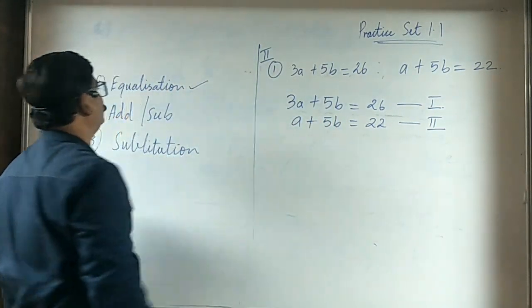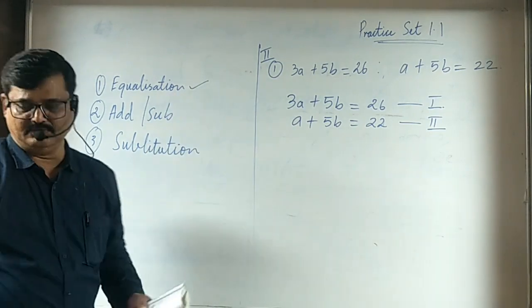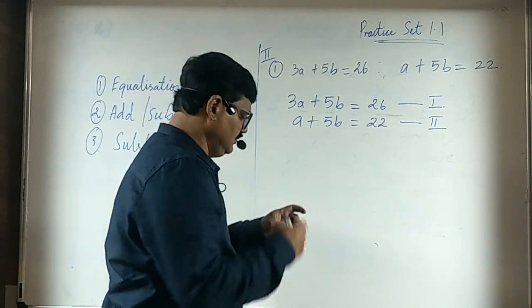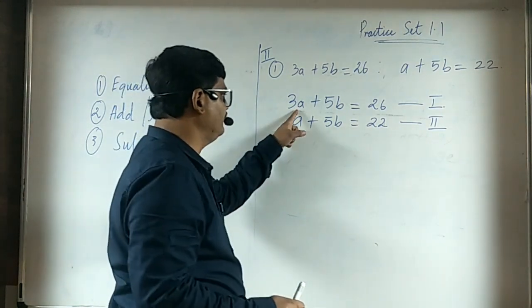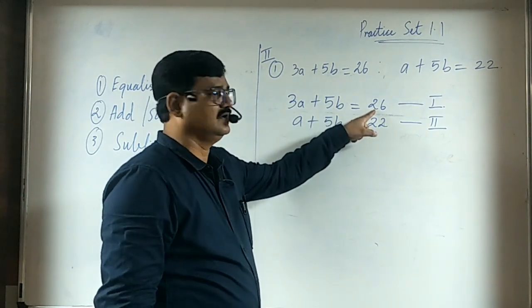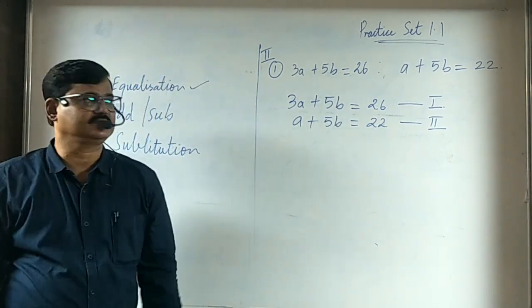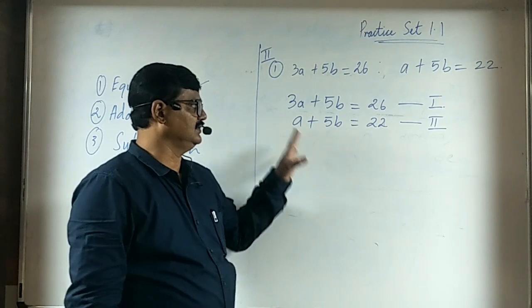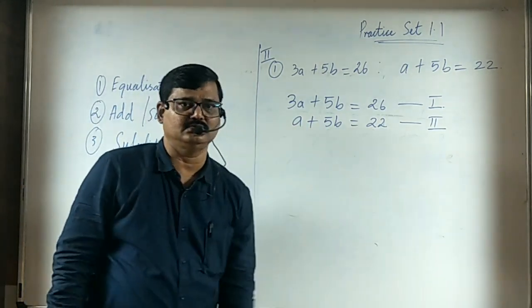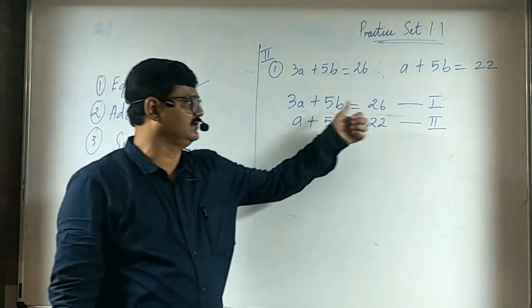First step is equalization. What do you mean by equalization? Let's go for the equalization. Here you have to check this out. The first term is 3a, the second term is 5b, and the third term is 26. This has to be written in this form. Second equation: a plus 5b is equal to 22. That is your first term, second term and third term.